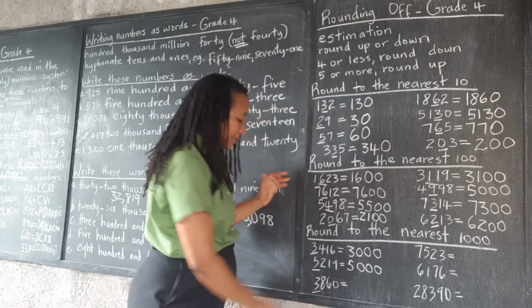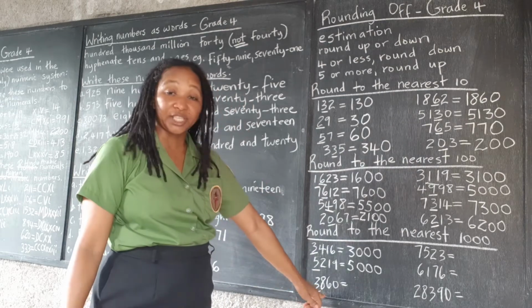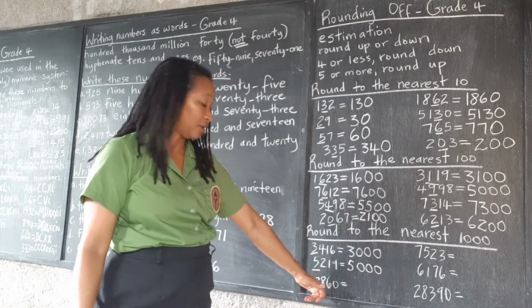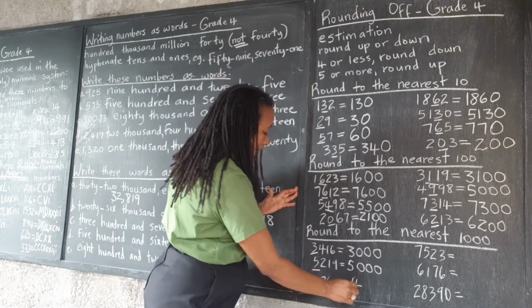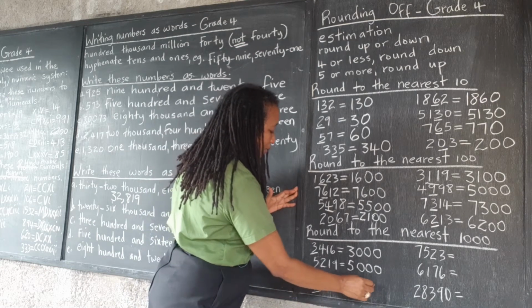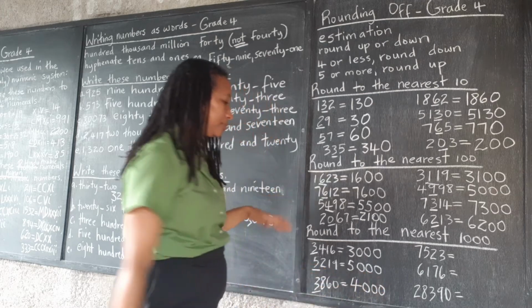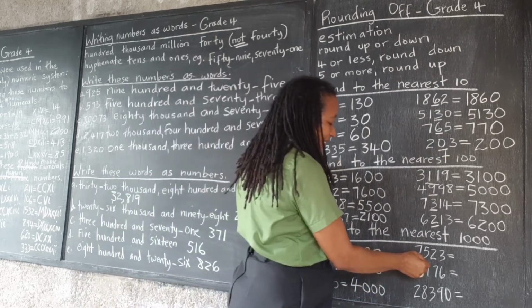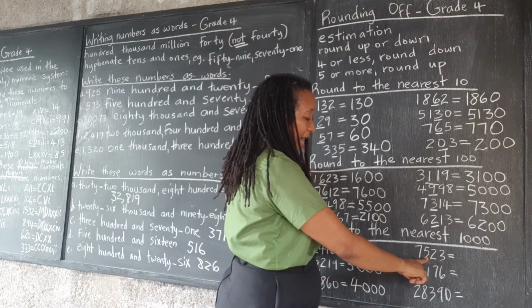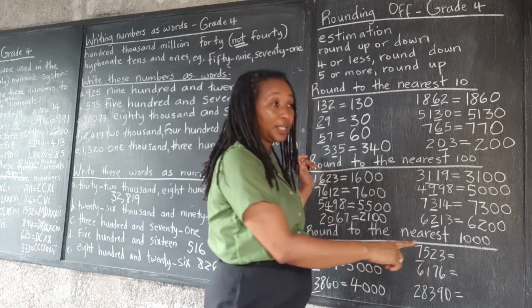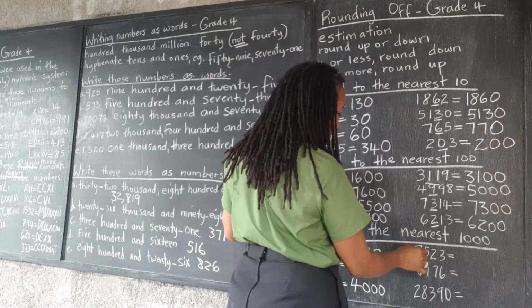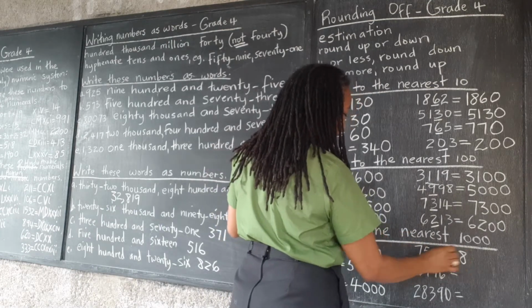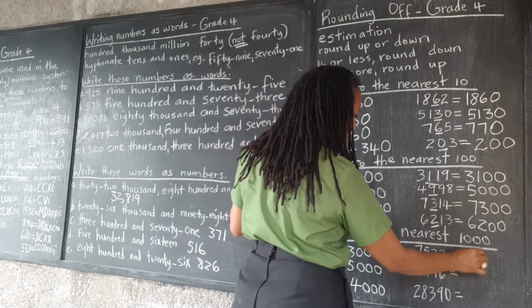3 is in the 1,000 place. 8 is bigger than 5. We're going to add 1 to the 3 and replace these with placeholders. 7 is in the 1,000 place. 5 is here. So we know once it's 5 or more, we add. So we're going to add 1 to the 7. Everything else, placeholder.